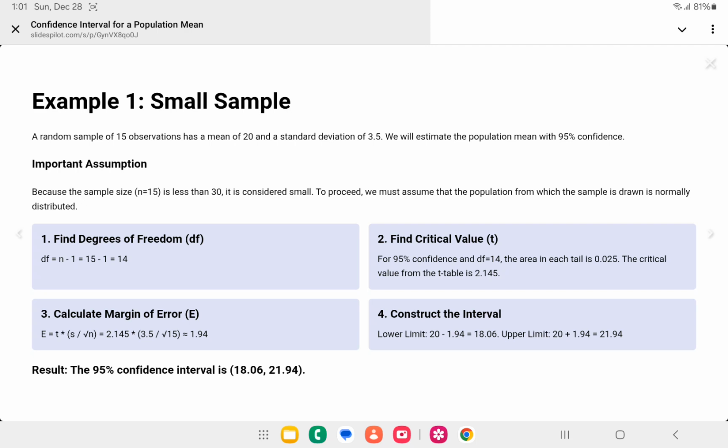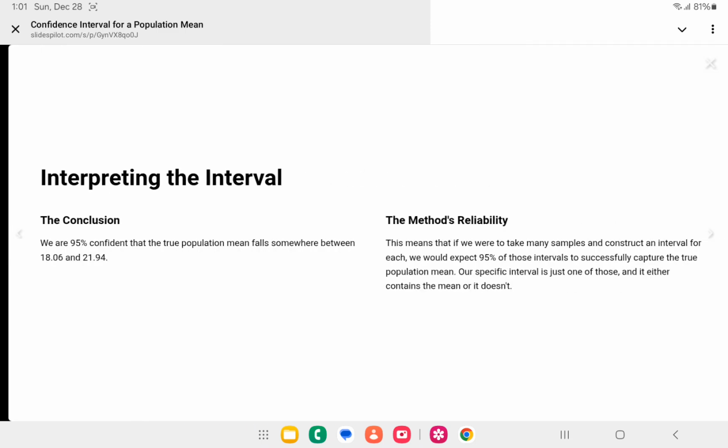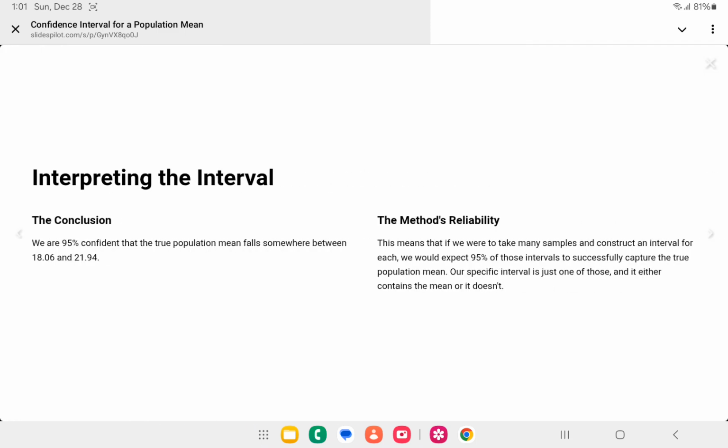To interpret this, we say we are 95% confident that the true population mean falls between 18.06 and 21.94. In essence, we're saying that using this method, we expect to capture the population mean 95% of the time. This interval constructed, however, may or may not contain the true population mean. Let's look at another example.